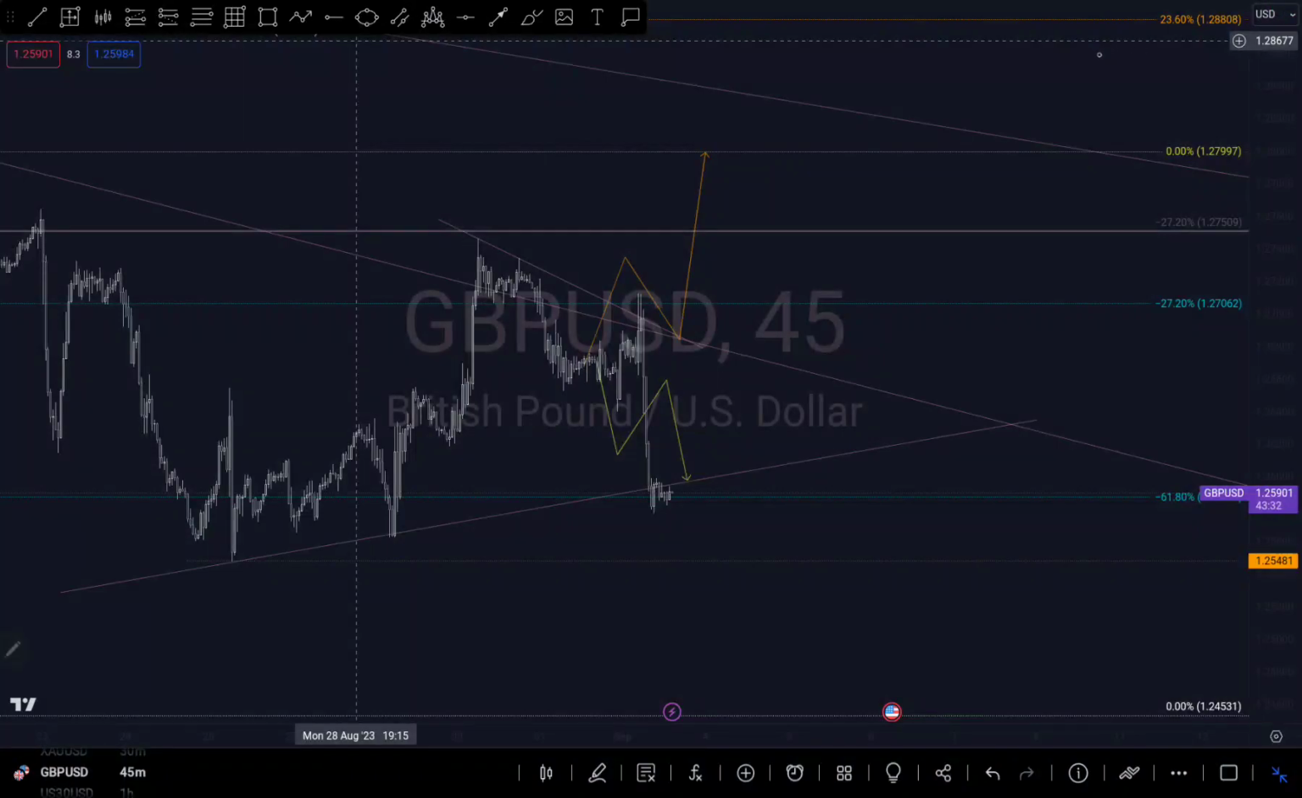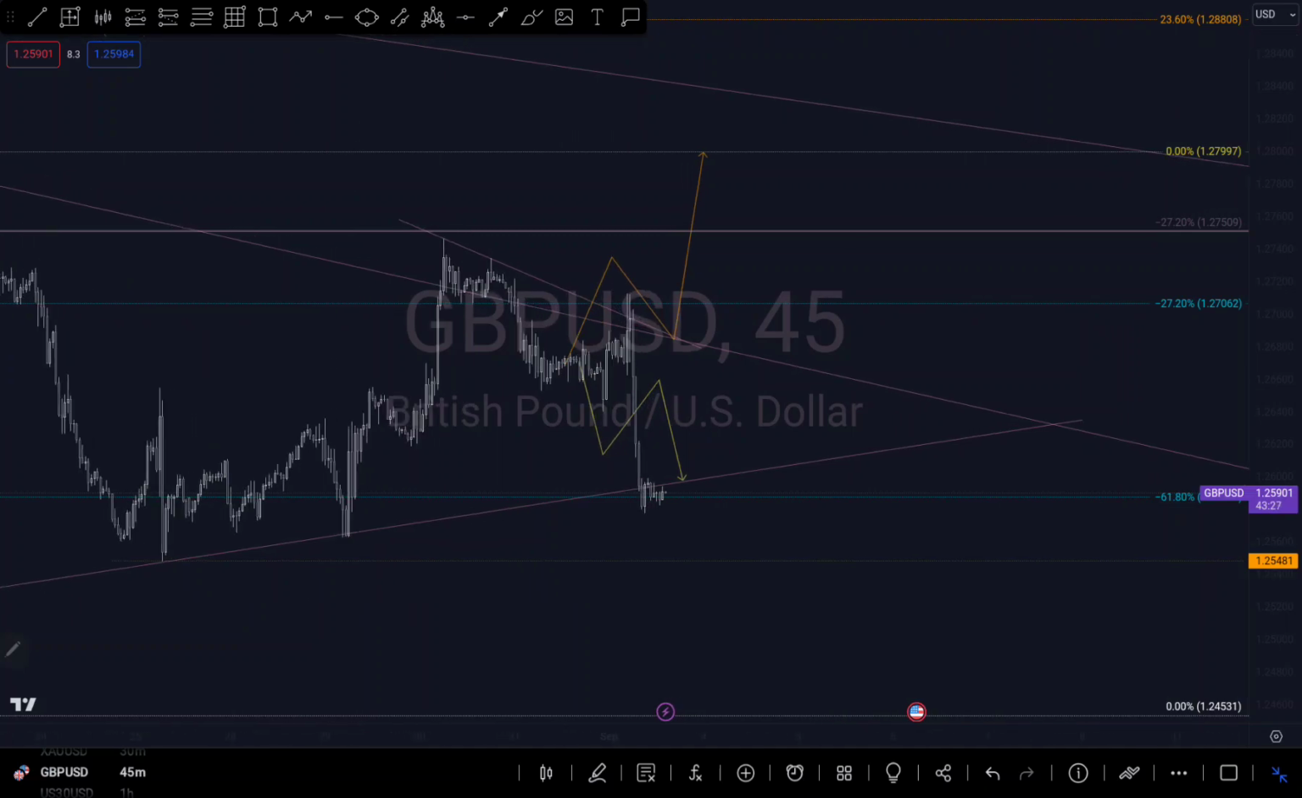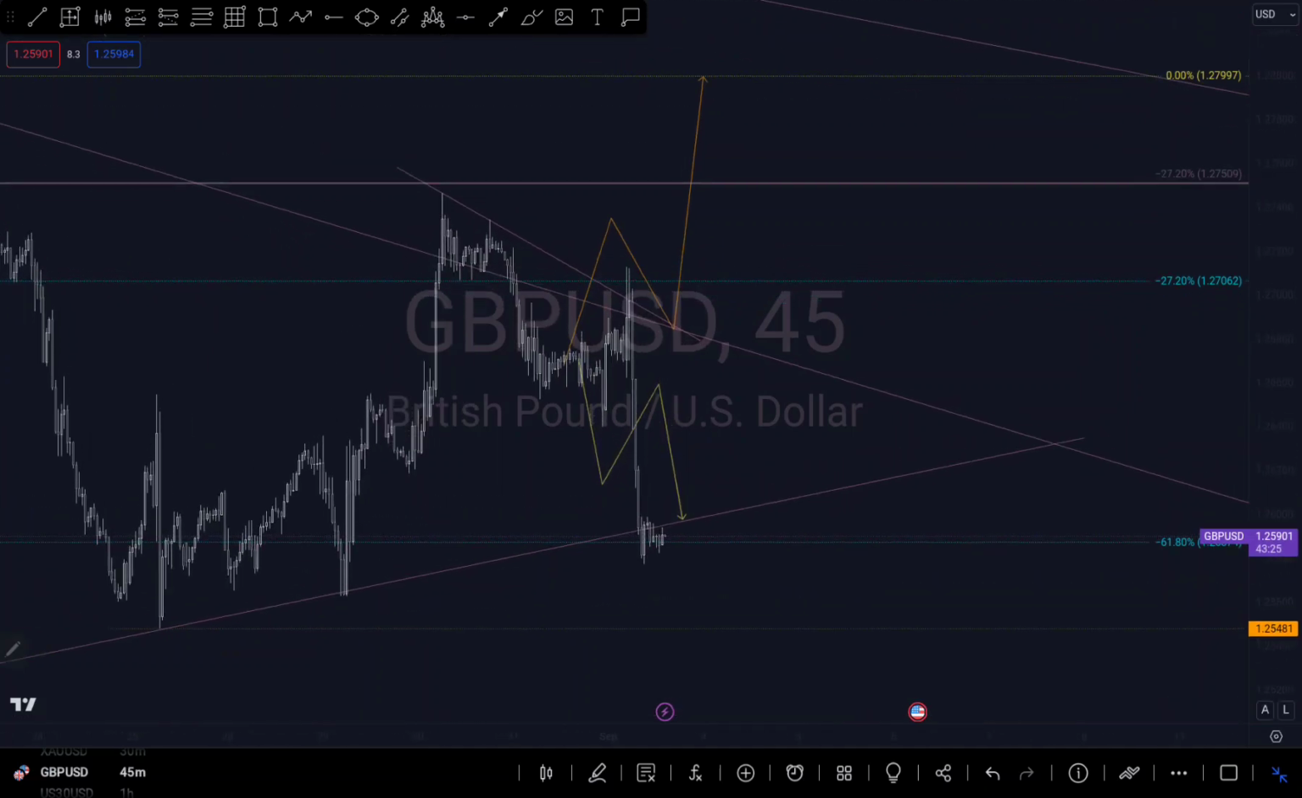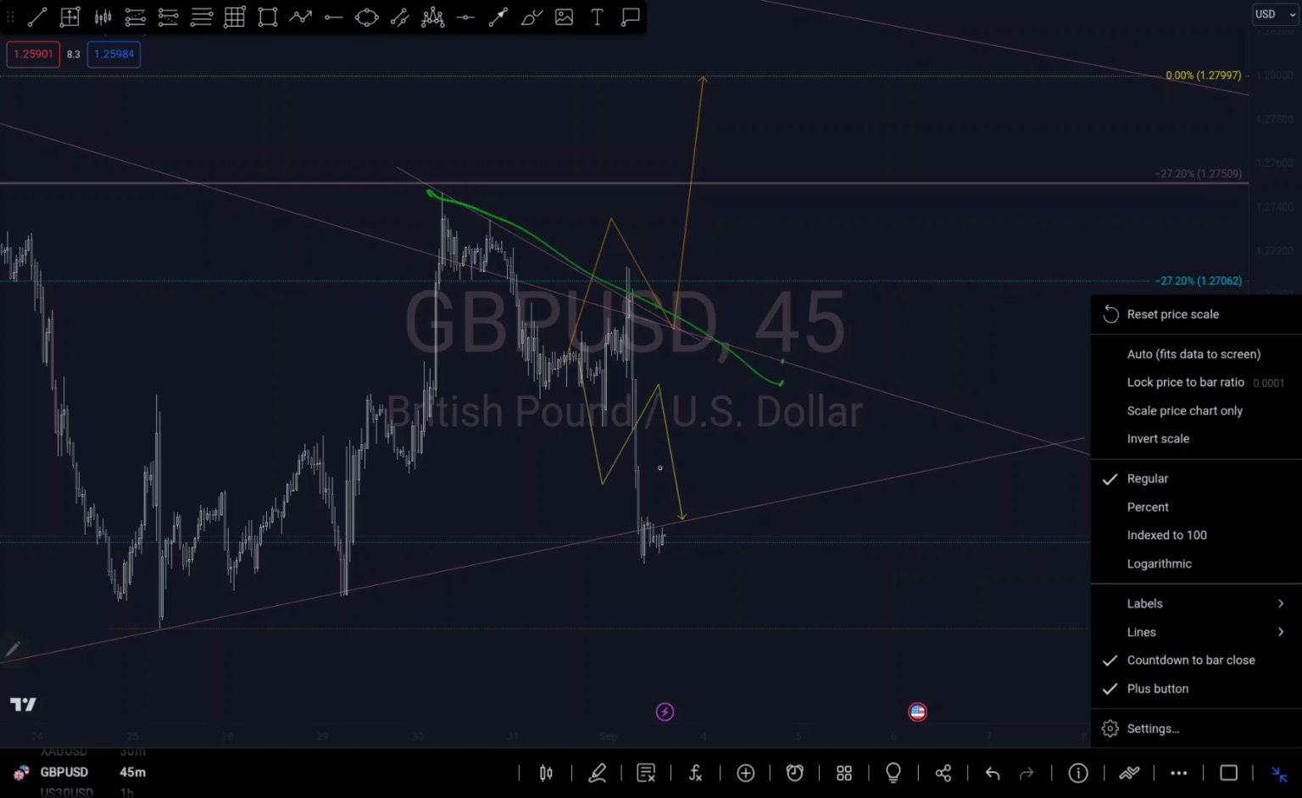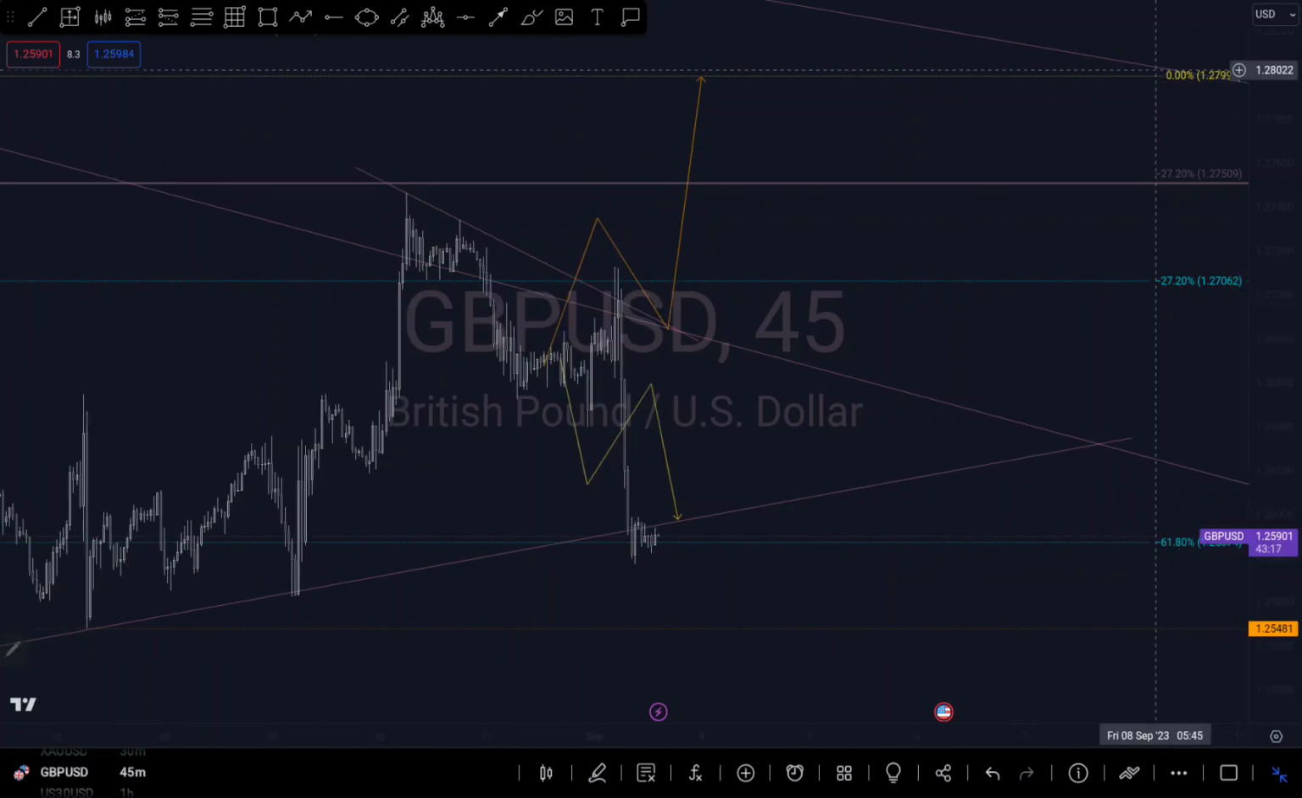Hi guys, so this is my analysis on GU. What am I expecting on GU? If you watched my previous analysis, I said as long as we are below this trend, I'm expecting a bit of a sell on GU, right? And I gave different scenarios.